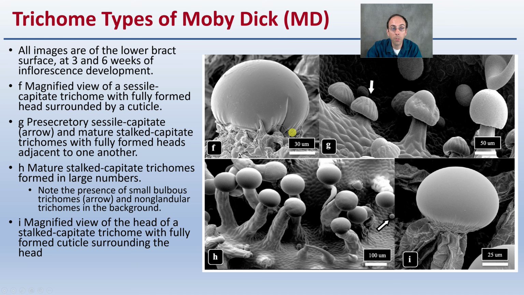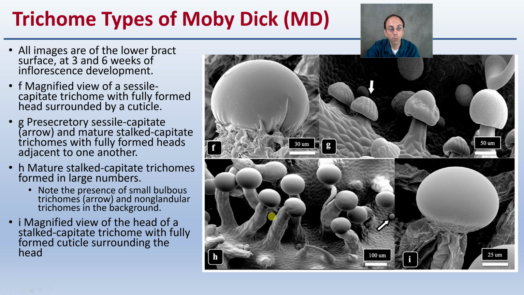Here we're looking at the magnified view of the stalked-capitate trichome when fully formed, head surrounded by a cuticle. So it has that dome-like look. It's almost like a water bag that is filled with a lot of those cannabinoids and terpenes. Here's the precursor of the stalked-capitate trichome, pointed to where the arrow is indicating, and mature stalked-capitate trichomes with fully formed heads adjacent to one another. So here we're seeing a point in time, but the difference in morphological formation.